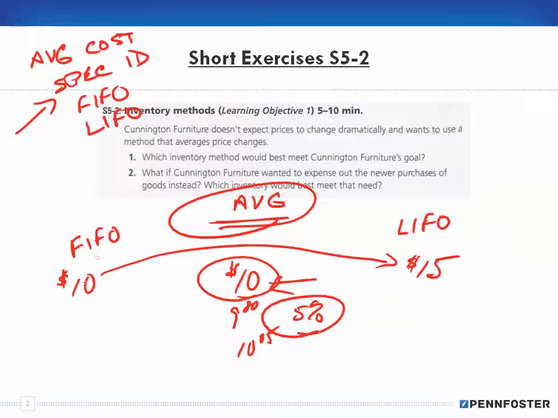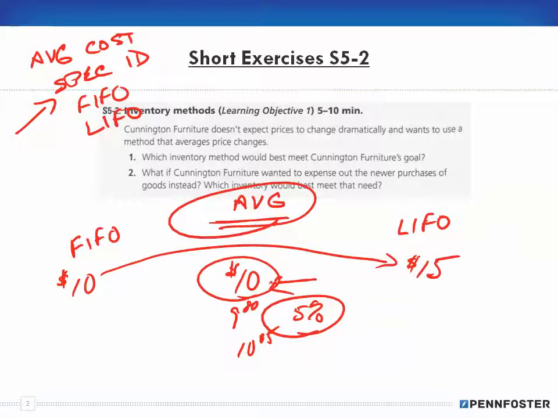So, if you have a product that stays the same, you'll choose the average. But if it's a product where it's going to fluctuate, and you have to pay close attention to this, if it's going to go up and just keep on going up, then you're going to want to decide whether you want FIFO or LIFO.